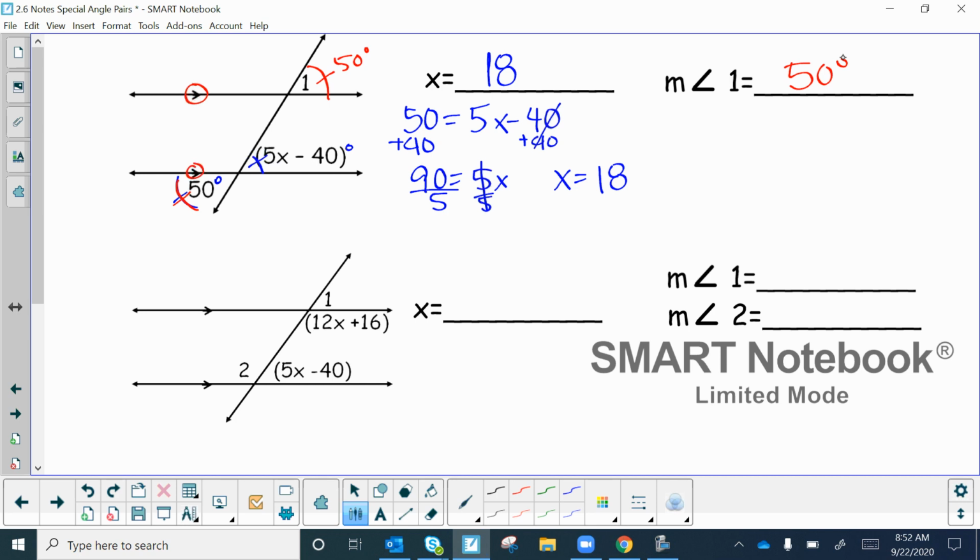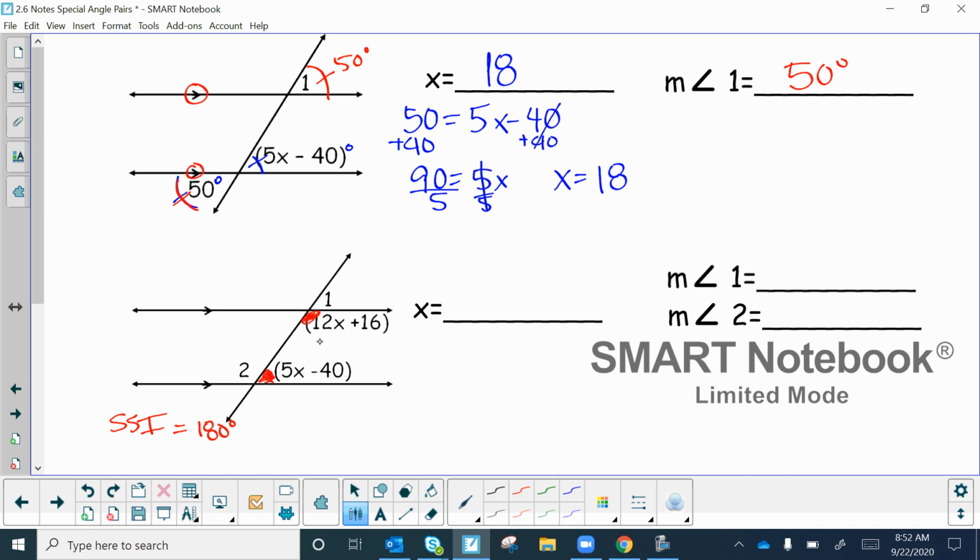Let's take a look at the second one down here. So we need to solve for angle 1 and angle 2. I don't know any angle measures, but I do know that this angle right here that I just colored in red is 12x plus 16. And this angle right here in red is 5x minus 40. Those are the same side interior angles, which, what did we learn about same side interior angles? Is that they are supplementary. Okay, so what we want to do with 12x plus 16 is add it with 5x minus 40.